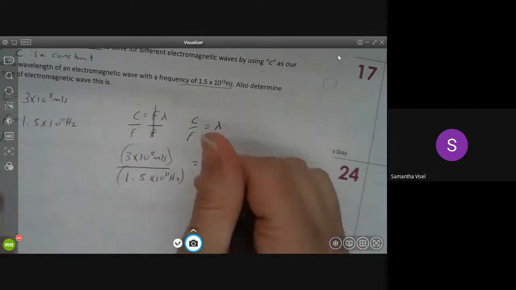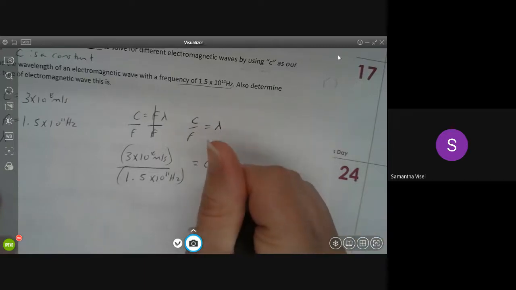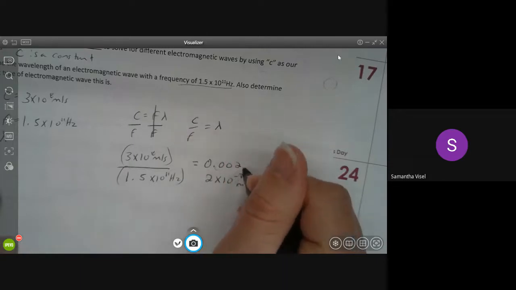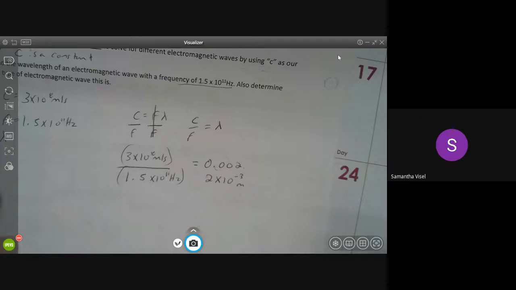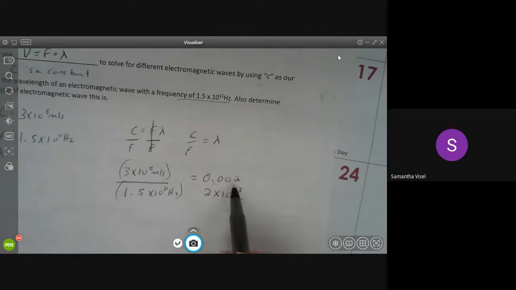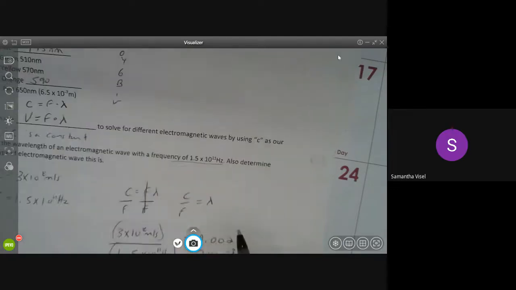So I divide that out, and I get 0.002, or 2 times 10 to the negative third meters. So 1, 2, 3. It's easier to use these numbers in scientific notation because our diagram has those exponents. So I'm looking for a wave that has its wavelength at 10 to the negative 3, or the frequency at around 10 to the 11 hertz.